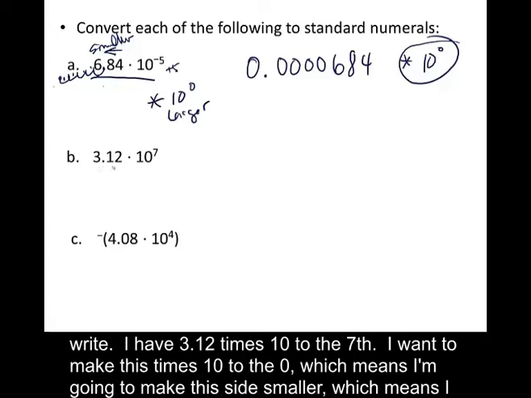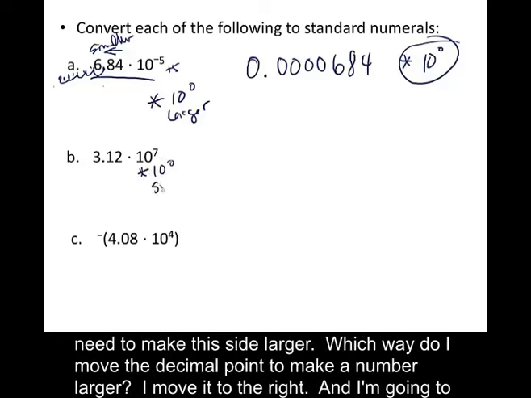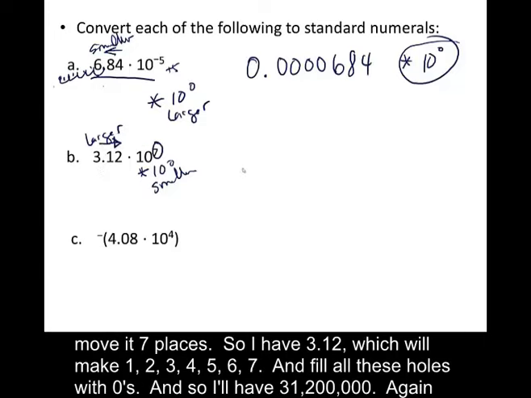I have 3.12 times 10 to the 7th. I want to make this times 10 to the 0, which means I'm going to make this side smaller, which means I need to make this side larger. Which way do I move the decimal point to make it a number larger? I move it to the right, and I'm going to move it 7 places. So I have 3.12, which will make 1, 2, 3, 4, 5, 6, 7, and fill all these holes with zeros. And so I'll have 31,200,000.